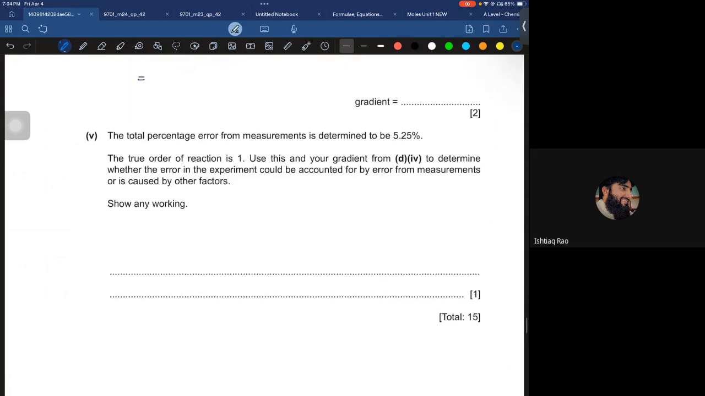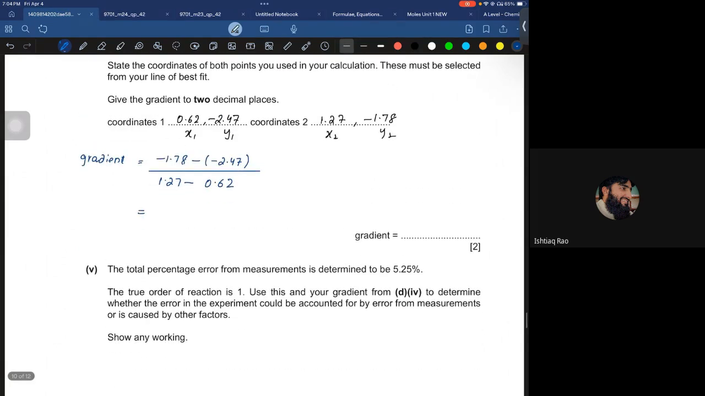Then in question number 5, they are saying that the total percentage error from measurement is determined to be 5.25%. The true order of reaction is 1. Use this and your gradient from part 4 to determine whether the error in this experiment could be accounted for by error from measurements or is caused by other factors. Show any working. First of all, I need to calculate the gradient.